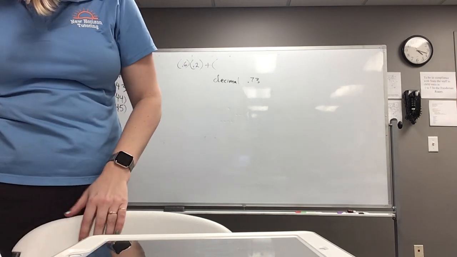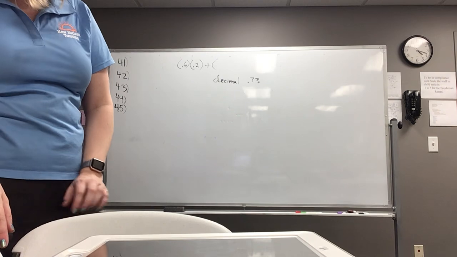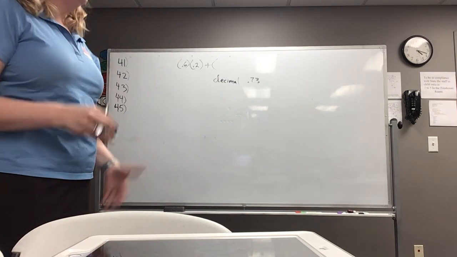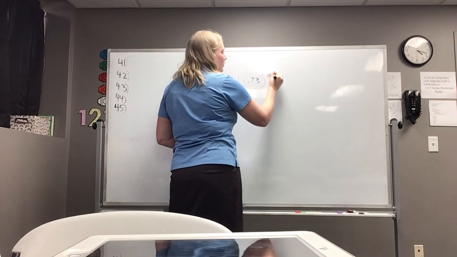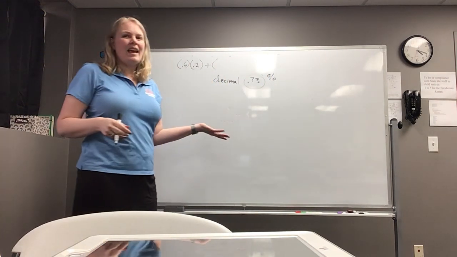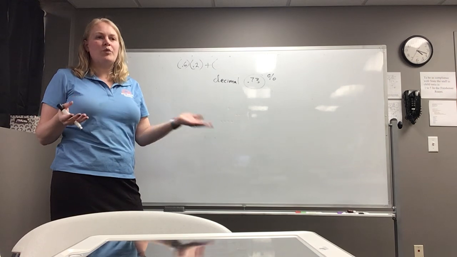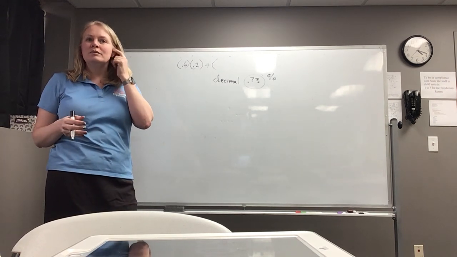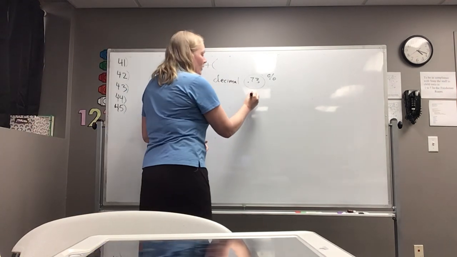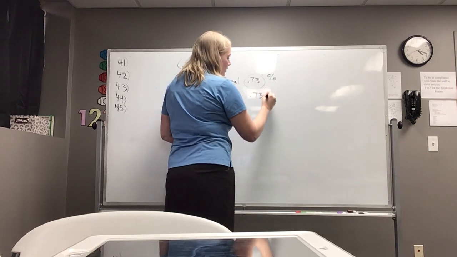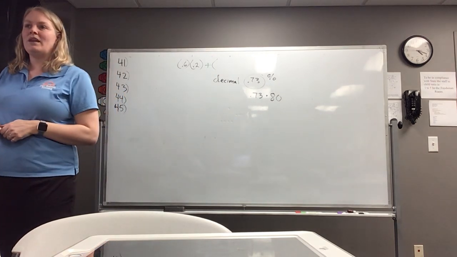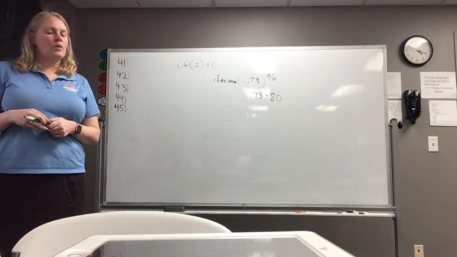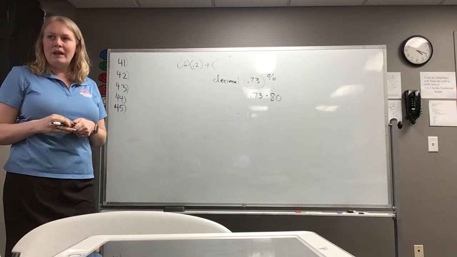And then we have to multiply it by how many rooms we have. So this is the percent. And we just have to take that percent of the possible rooms. So how many rooms were possible? 80. So you take the 0.73 times 80. And that will tell you how many rooms it would be.